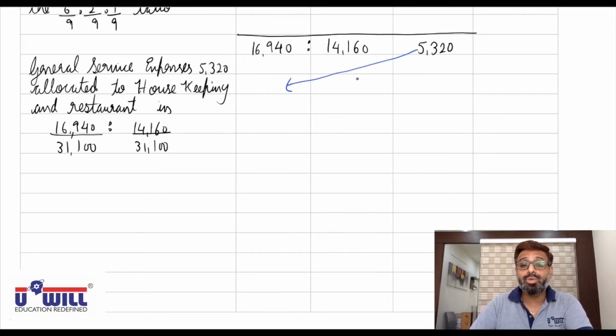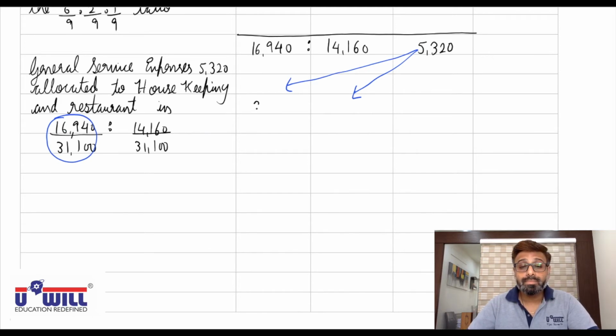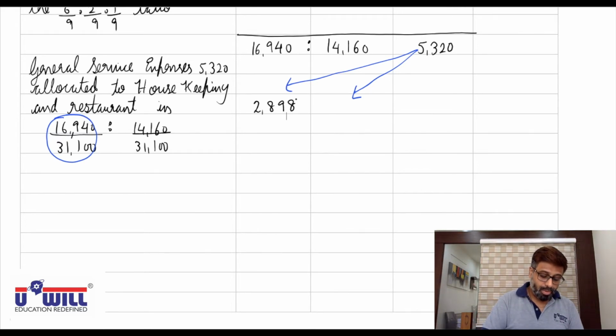How will you allocate 5320 to these two departments? 5320 into 16940 upon 31,100. Do it. 5320 into 16940 divided by 31,100. So you all must get 2898 rupees. Same way, 5320 into 14160 divided by 31,100. You all must get 2422.